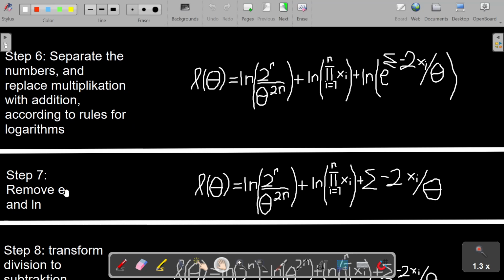Step 7, remove e and ln. So here we have ln and e, and whenever we have this, we can just remove both of them, and we're left with this number here.